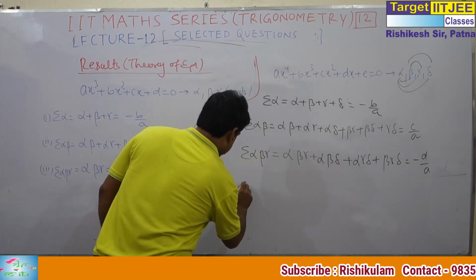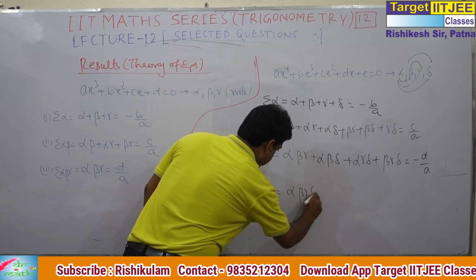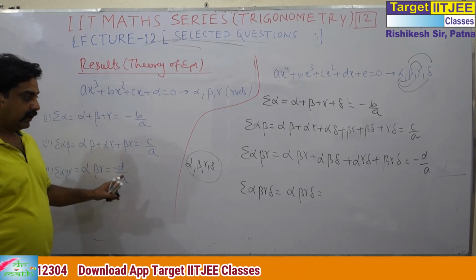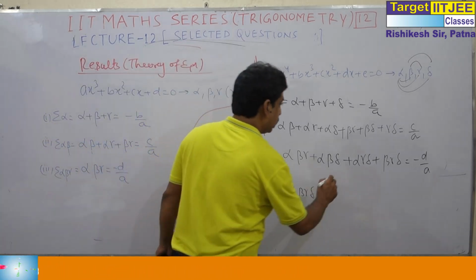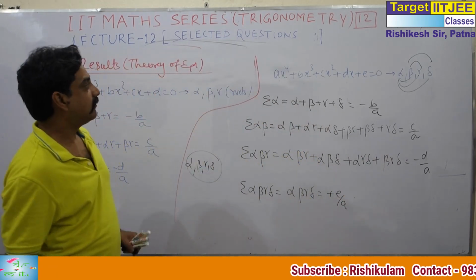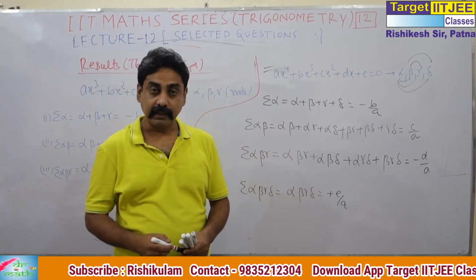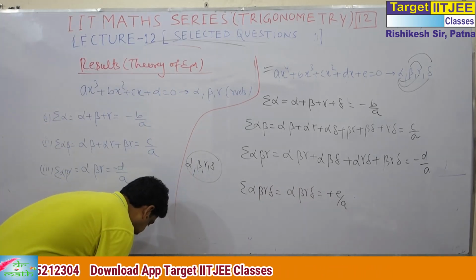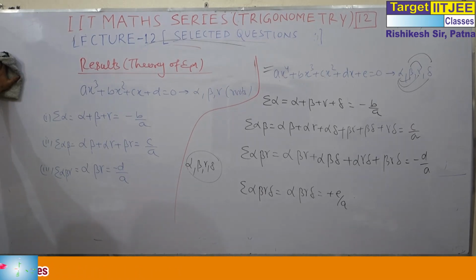And last one, sigma alpha beta gamma delta. Only one group. These are four, so only one group. This is plus e by a. Our final question of today's lecture is based on this very result. See the question. I have given you the question. Very good question. This is called theory of equations, cubic and biquadratic.